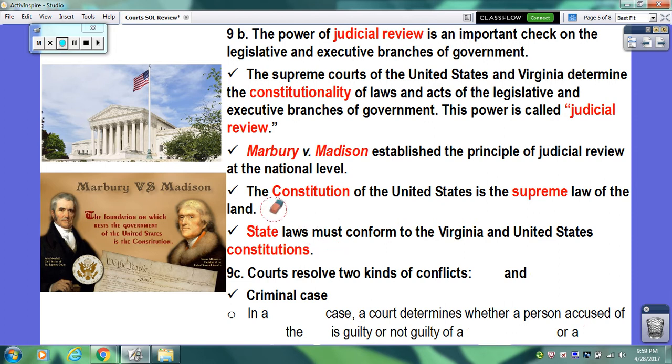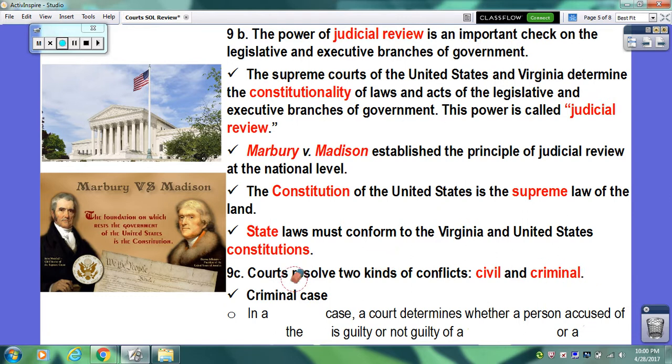So this is another way that the Supreme Court can enact judicial review. It can also make sure that the states are acting in accord with the Constitution that they all signed to. So courts, for the most part, are going to resolve two kinds of conflicts. You may already know what these are, but we'll look at civil and criminal.